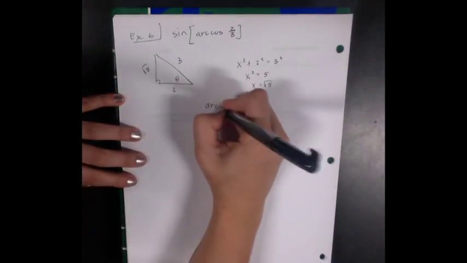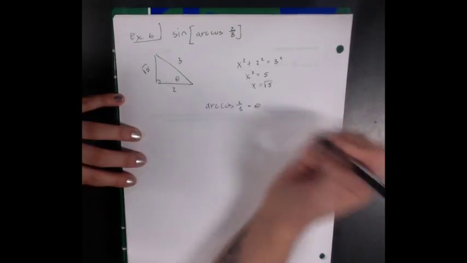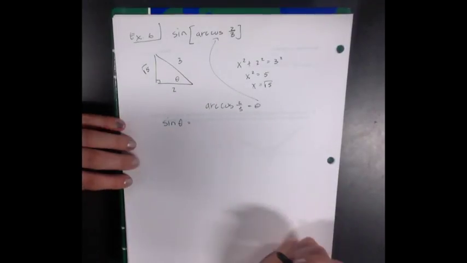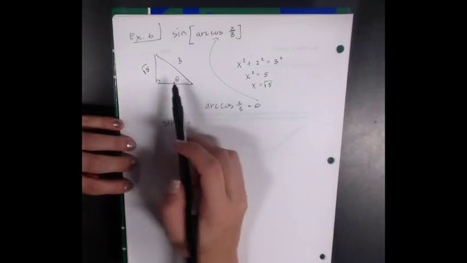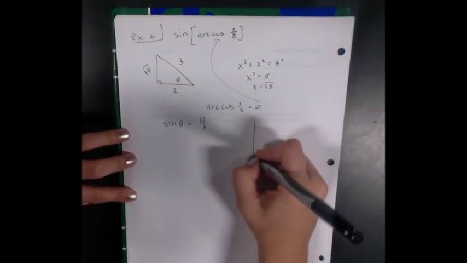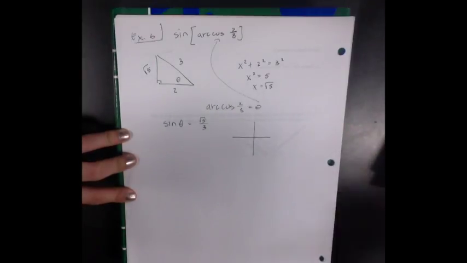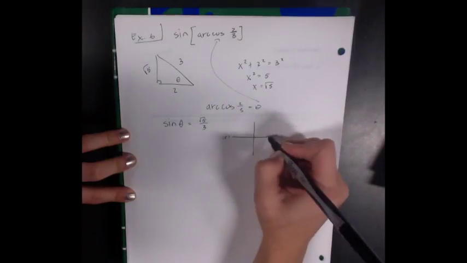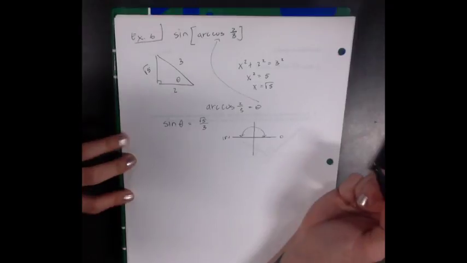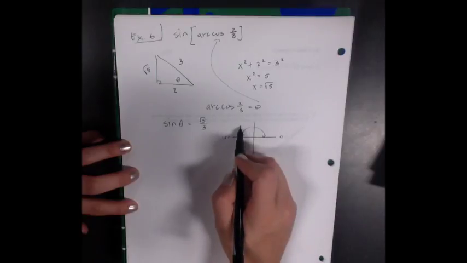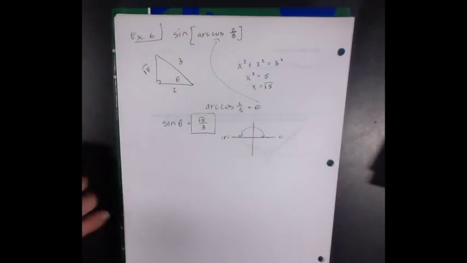Okay, so the arc cosine of 2 over 3 gives me some theta. I'm going to plug that theta in here. So I now have the sine of that theta. Sine is opposite over hypotenuse, so it gives me root 5 over 3. Now we have to look at, is it positive or negative? Now we know that inverse cosine is from 0 to 180, so we're up here. Everywhere up here, sine is positive. Sine is positive in both the first and the second quadrants, therefore our answer is positive.